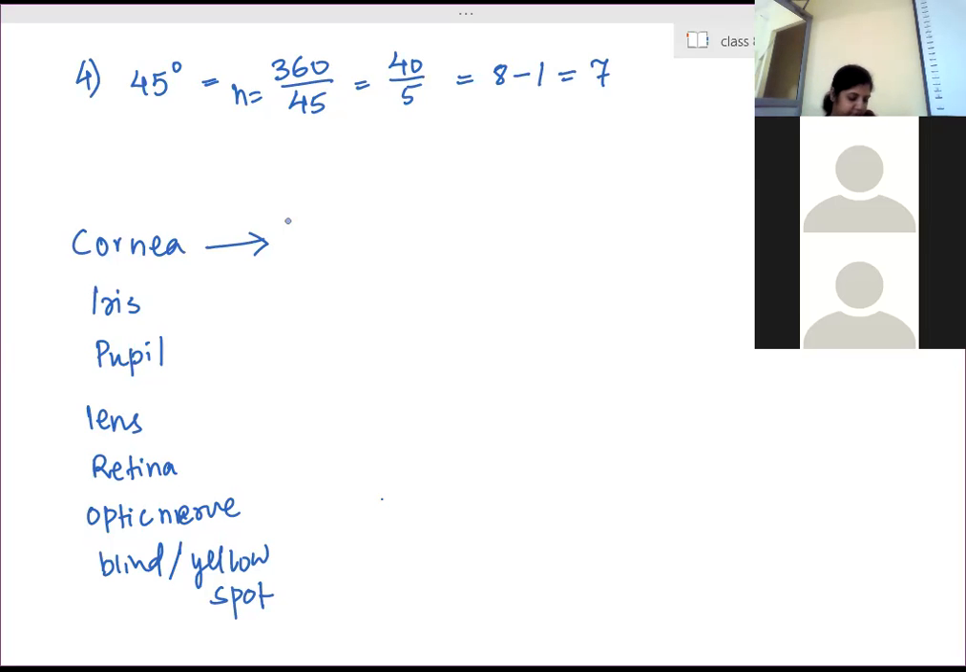It has ciliary muscles. It is held in position by the ciliary muscles. Ciliary muscles adjust the size of the lens to form the image on the retina.